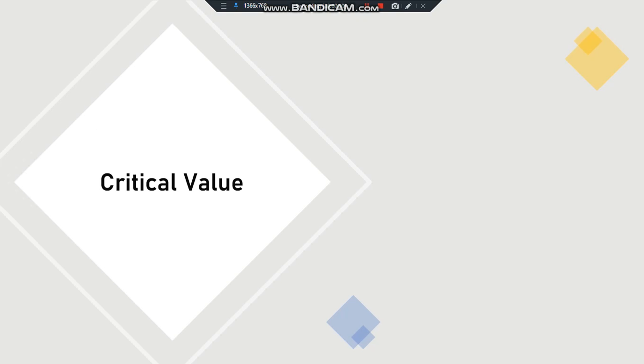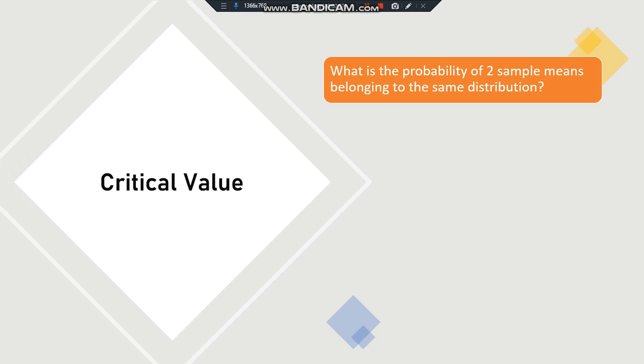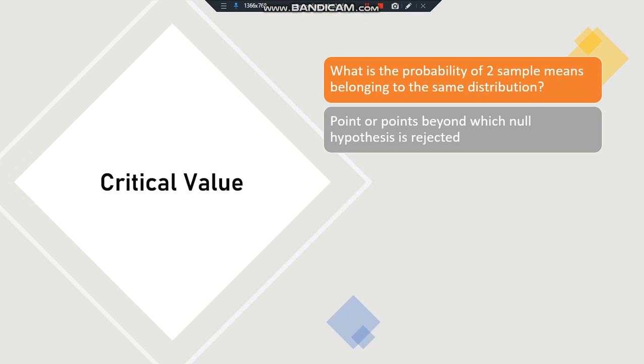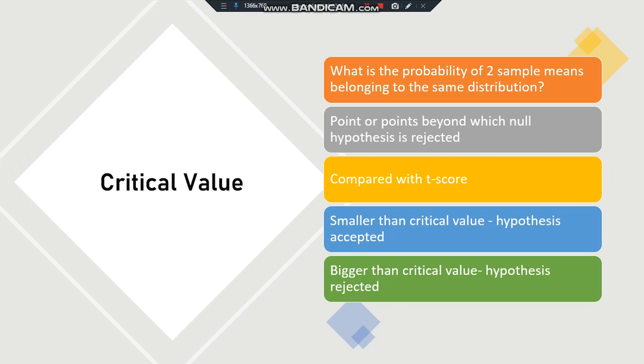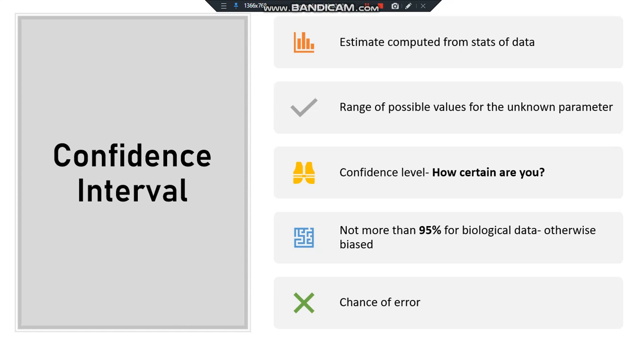accepted. Next, we have the critical value, which answers whether two means belong to the same distribution. It is a point beyond which the null hypothesis is rejected. T-score is compared with the critical value, and if it is smaller than the critical value, then the hypothesis is accepted. But if it is larger than the critical value, then the hypothesis is rejected.